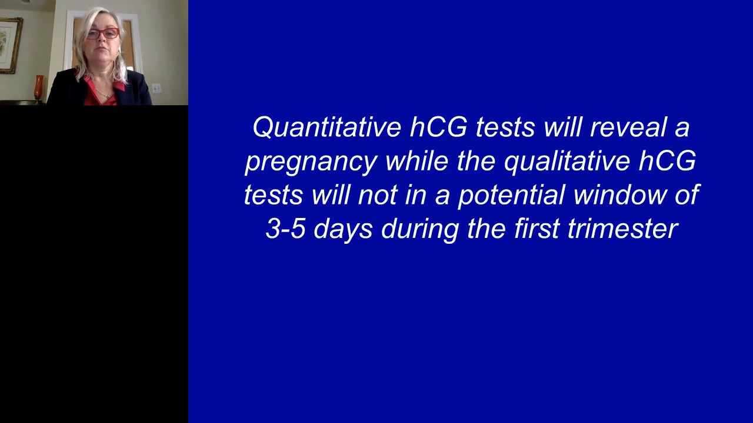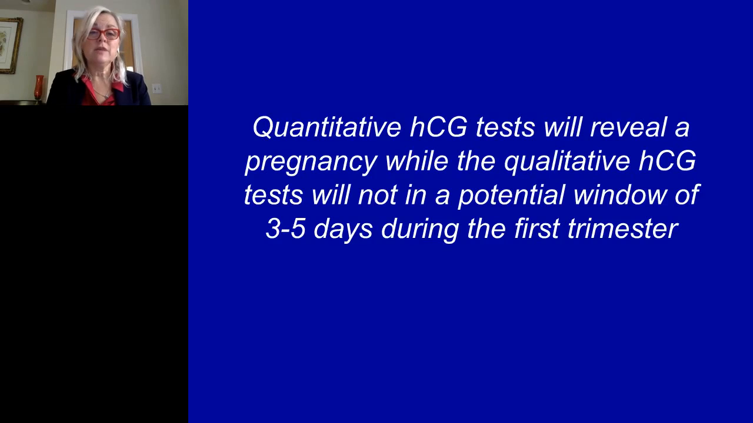And they differ to the point where the qualitative or urine HCG tests will not determine a pregnancy, and yet the quantitative serum test, which is done in the lab, will reveal a pregnancy 3 to 5 or even more days prior to the urine test.